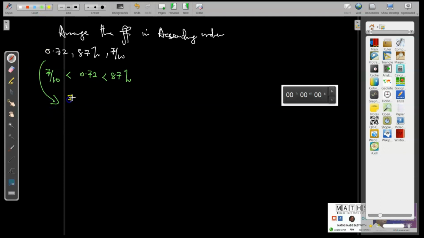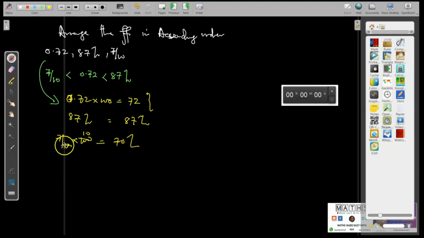0.72 times 100 is actually going to give us 72%. Then 87 is already in percentages, so we just maintain it as it is, 87%. And then finally, 7 on 10 times 100. 10 goes into 100, so giving us 70%. So getting this done, it means the smallest value is 70%, which was given to us in the question as 7 on 10.